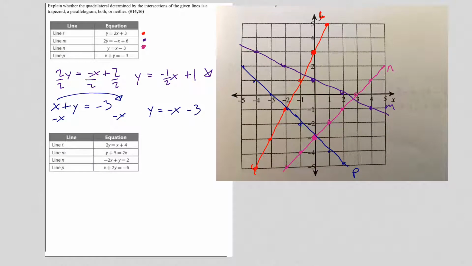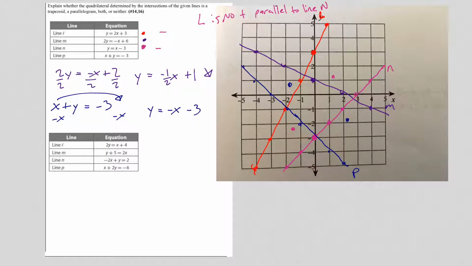So if this was a parallelogram, right, one side would be parallel to the other side, and then another side would be parallel to the other side. So let's look at line L and line N and ask yourself, do they have the same slope? Same slope as each other? No. One has a slope of 2, the other has a slope of 1. So line L is not parallel to line N.